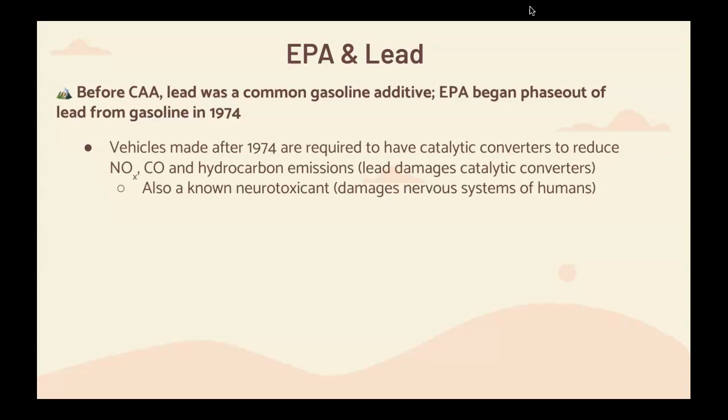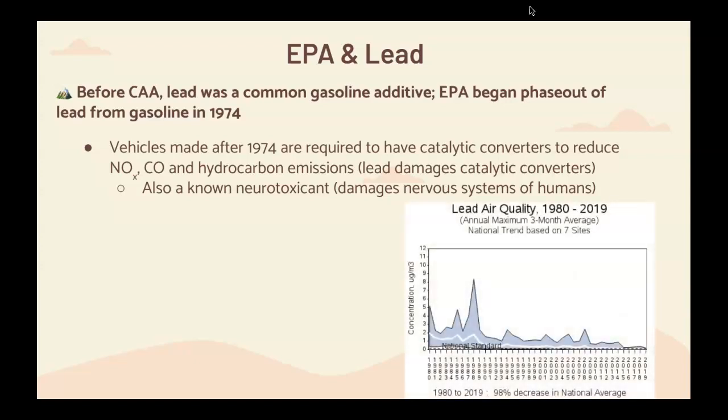In addition, studies were showing that lead was a neurotoxicant and really damaging to the nervous systems of humans. And so that was another reason to phase out the use of lead in gasoline. So if we kind of look at the trend over time, the phasing out of lead in gasoline and eventually in paints has really, really dramatically decreased the concentration of lead in our atmosphere.